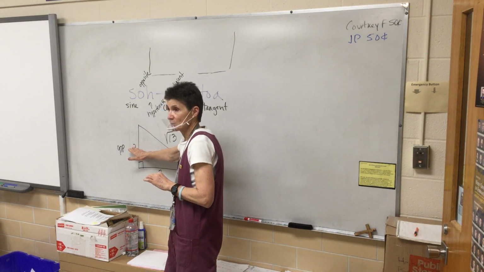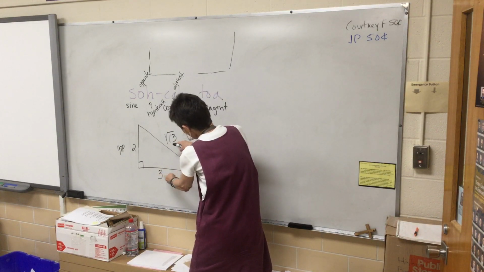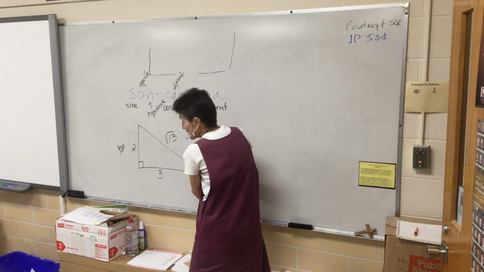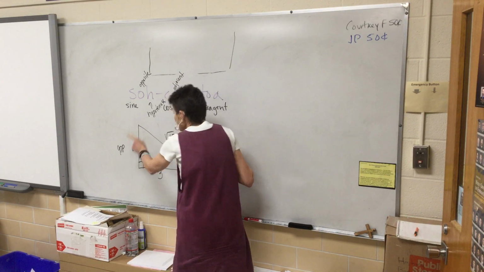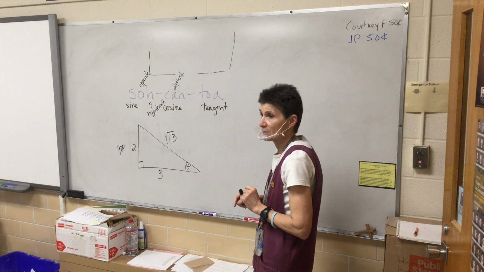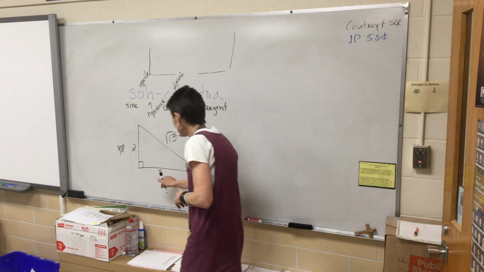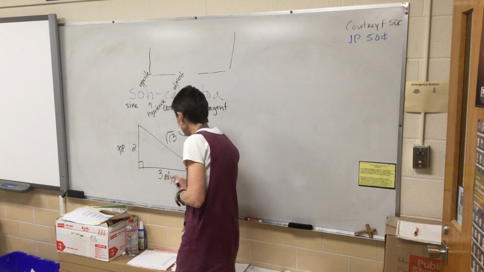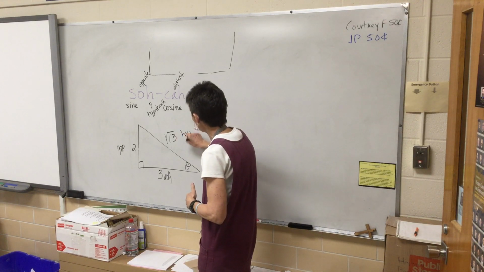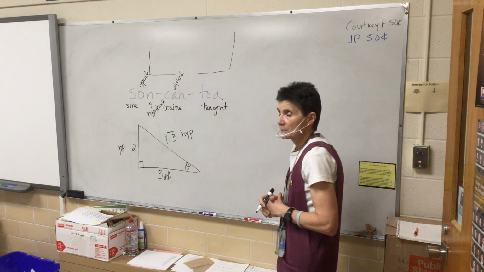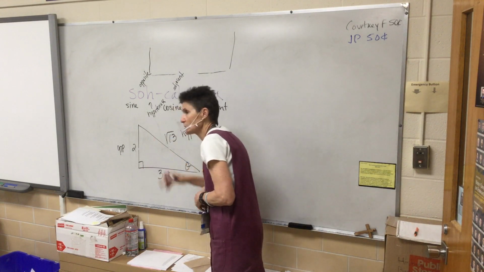Opposite means across from. Notice these two, the 3 and the root 13, they touch the angle. This one doesn't. The opposite side is the one that doesn't touch the angle. It's the one that's across from the angle. The adjacent side is the one next to the angle, adjacent to. And of course, you all know what the hypotenuse is. That one's not questionable. The hypotenuse is the slanted side, the one that's across from the 90.